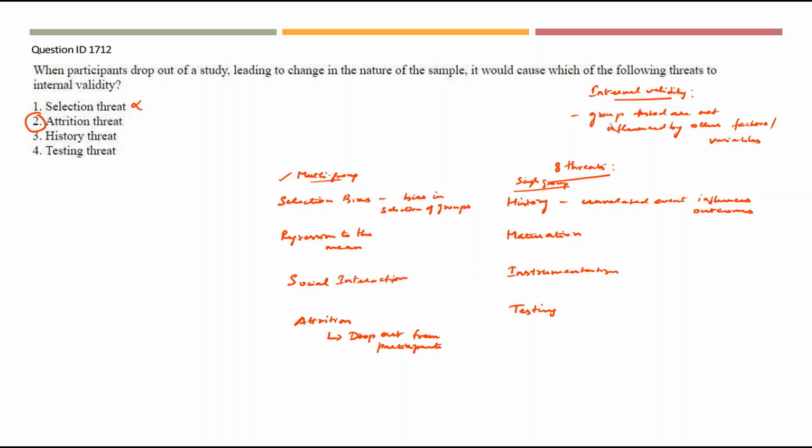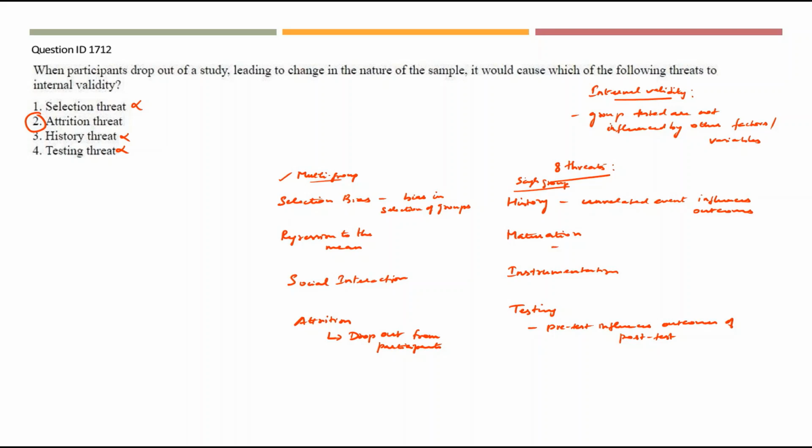Next we have testing threat. This is the effect of taking a test on the outcomes of taking a second test. So in short we can say the pre-test influences the outcomes of post-test. Out of these four, the answer is attrition threat. Now we will see the rest of the four threats.